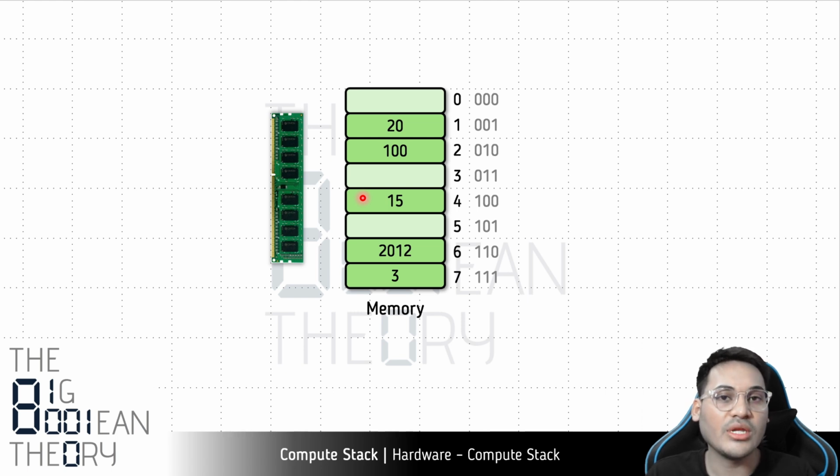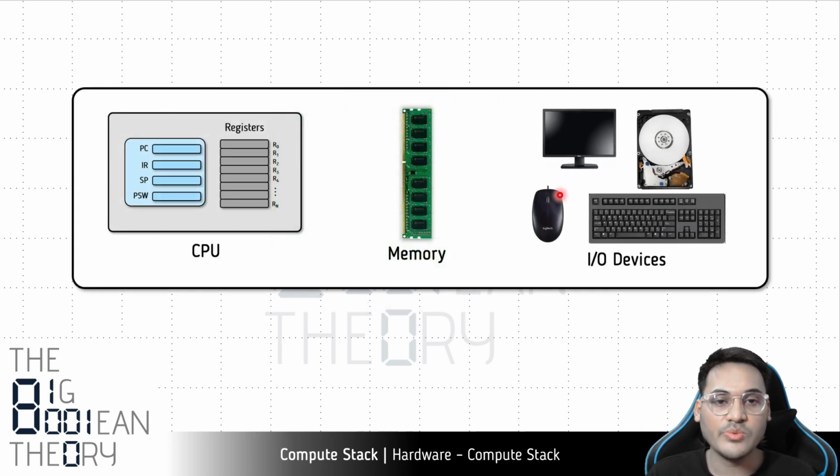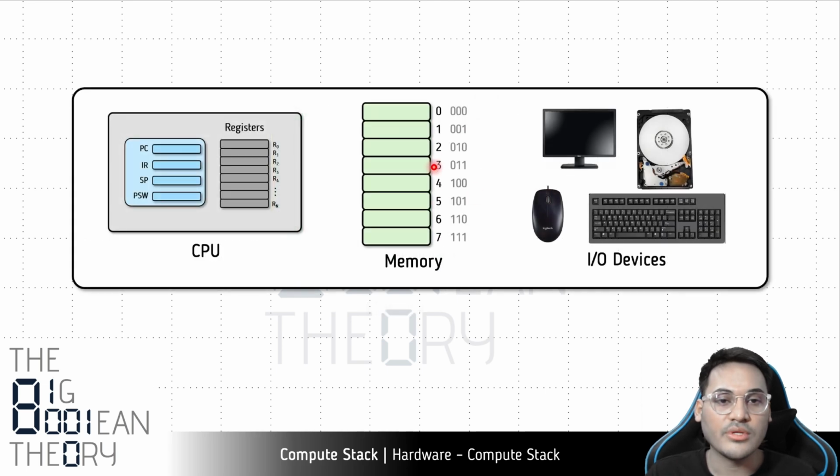So this is how the memory works, and this is how the memory interface looks like. So from the operating system's perspective, as we already know, this memory is a sequence of bytes, and each byte has a unique address. So this was about the memory.